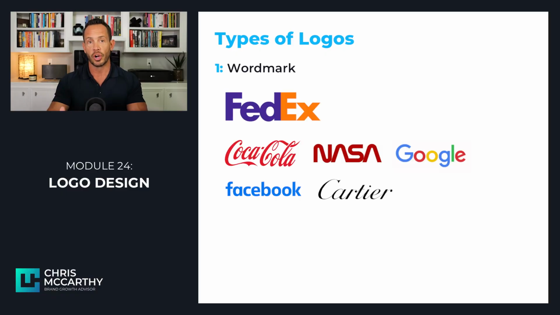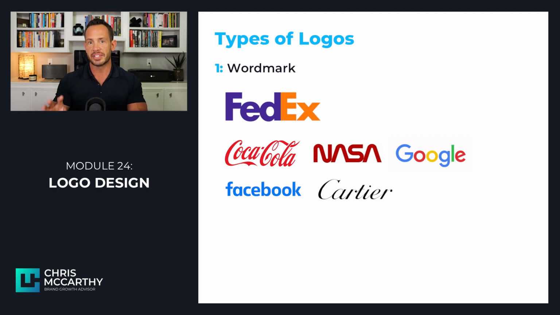Number 1, Wordmark. A wordmark is considered one of the more basic logo types. It is literally the brand name displayed in a stylized or distinctive typeface. It should be easy to read and instantly understood. When designing a wordmark, be sure to choose a typeface that supports your brand's personality and pay close attention to the font's character dimensions and its kerning.